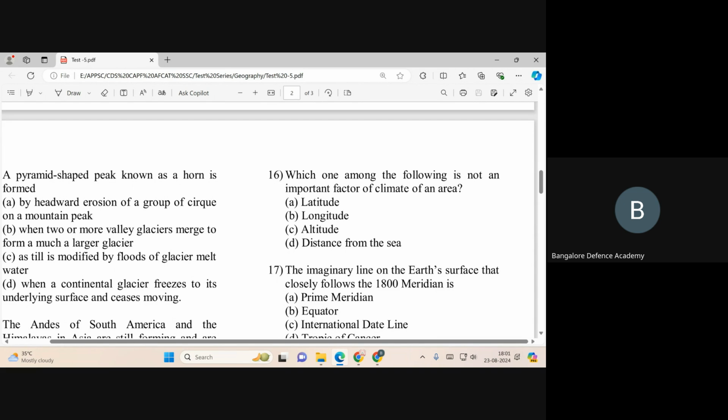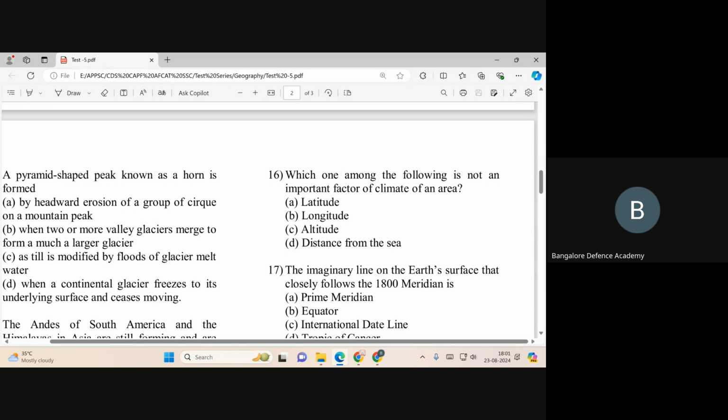Because you have to add maximum plus minimum by 2. 34 plus 23 will be 57. 57 by 2, that is nothing but 28.5. That is the mean temperature. The mean temperature is 28.5, and the diurnal temperature range will be 11 degrees.